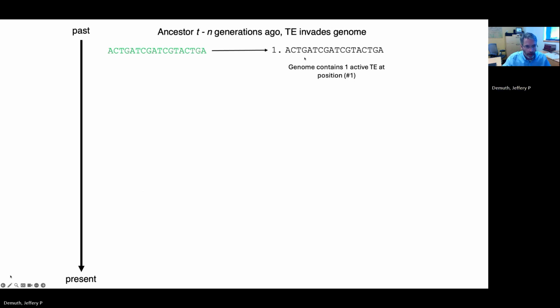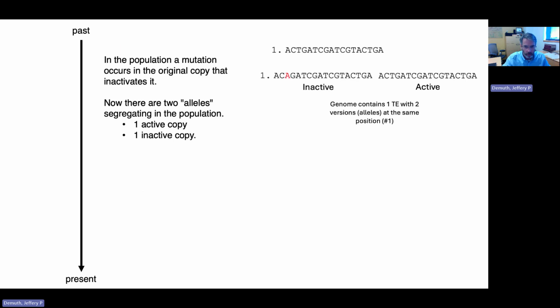So at some point, this virus gets into the genome. The genome only contains one, and it's an active transposable element, meaning it can move around in the genome. At some point, we'll say that active element gets a mutation that inactivates it. So in this population, we now have 2 alleles of the same element at the same position. It's like having 2 alleles of a gene, except now we have 2 alleles of this transposon, one that can still move and one that can't.